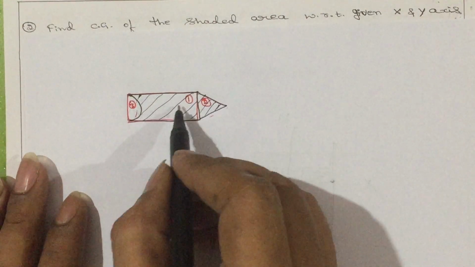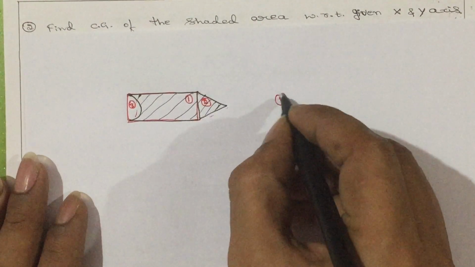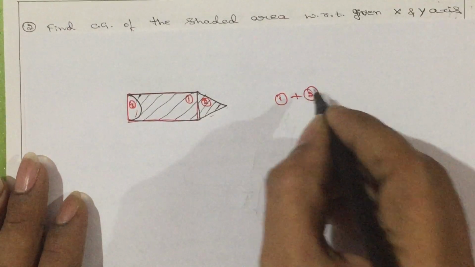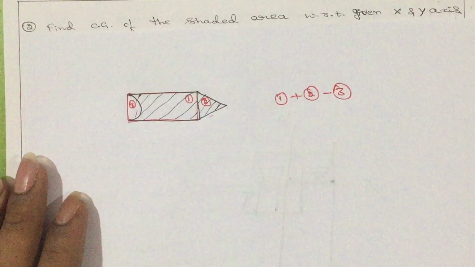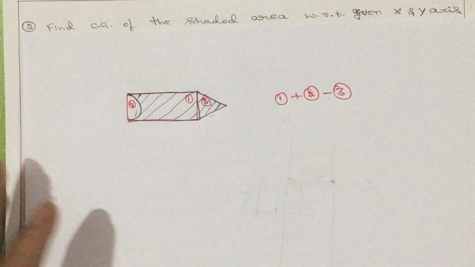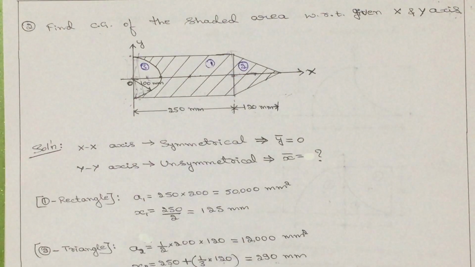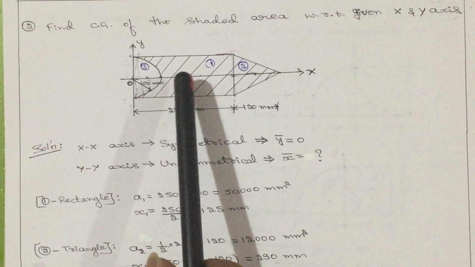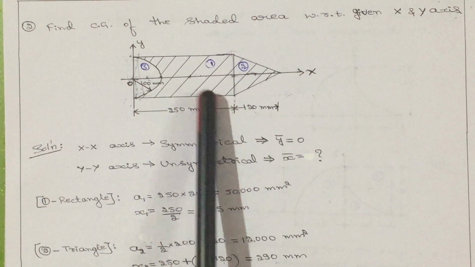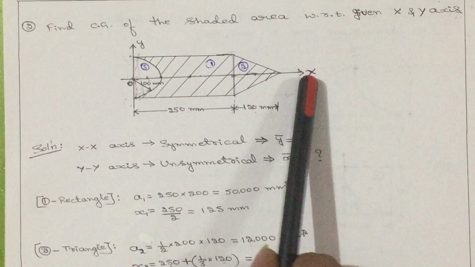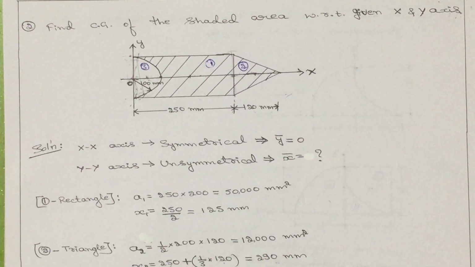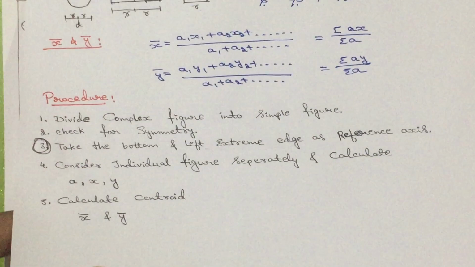So, how do I get the shaded area? I will add 1 and 2, and from that I will deduct 3, so that I will get the shaded area. If you understood this, I have divided the complex figure into simple figures and numbered them. Now, these x and y are the reference axes. Two steps are over. What is the third step?